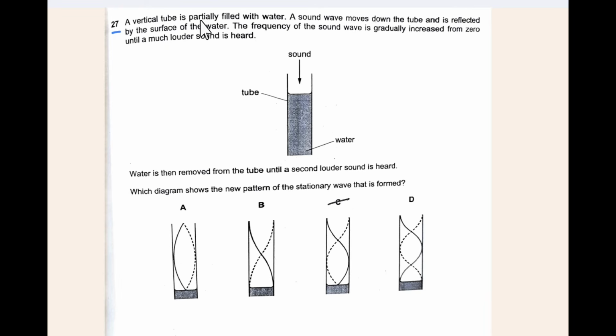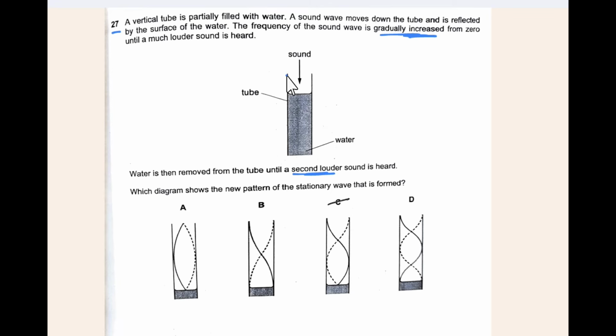27. A vertical tube is partially filled with water. A sound wave moves down the tube and is reflected by the surface of the water. The frequency of the sound is gradually increased. So frequency increases, that means wavelength decreases. That means for the same length more waves are produced, so frequency increases from 0 until a much louder sound is heard. Water is then removed from the tube until a second louder sound is heard. So which diagram shows the new pattern of the stationary wave formed?